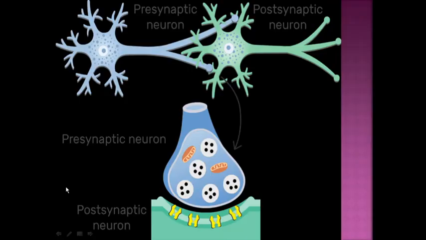Finally, I want you to have a look at this picture. This is the synapse. Can you see? I told you before that this is one nerve, and this is another nerve, and these are the dendrites where they meet. So this is called the presynaptic neuron, and this is the postsynaptic neuron. So this is when these two meet.